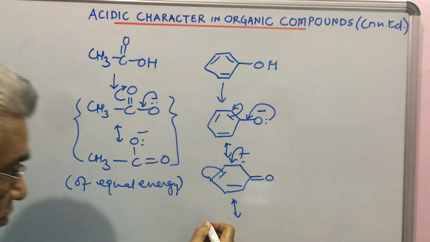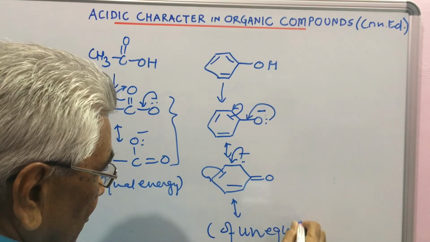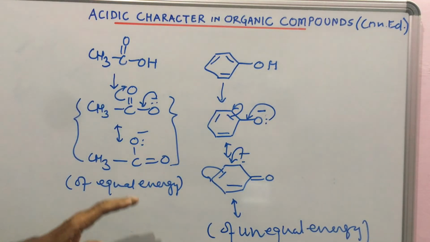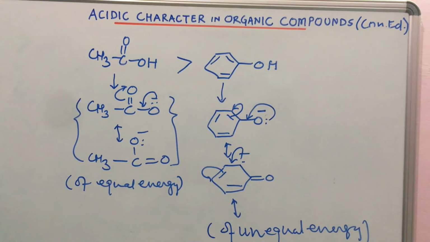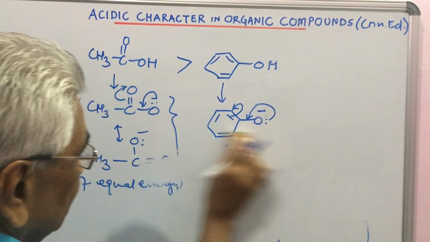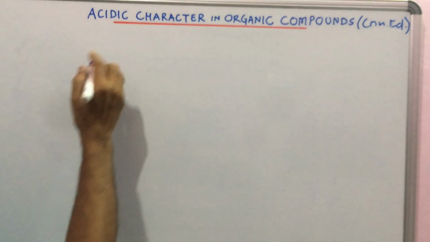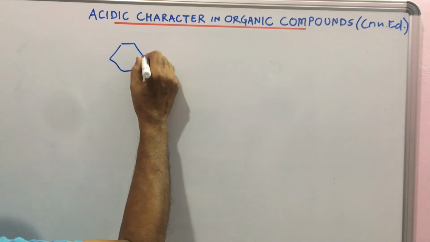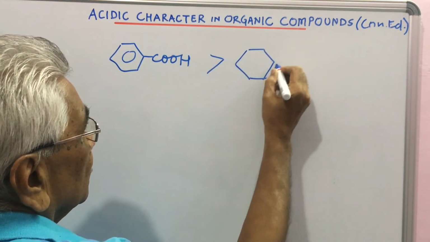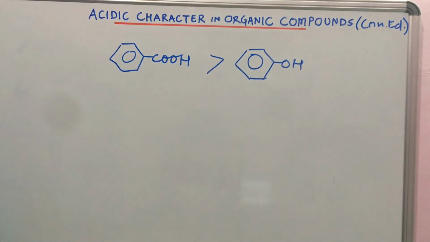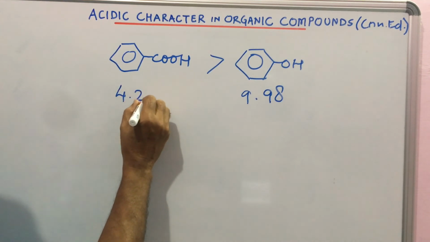So, there is a lesser stabilization of the conjugate base. Hence, acetic acid is a stronger acid than phenol. Benzoic acid is similarly a stronger acid than phenol because of the COOH. This has a value 9.98 and this 4.20.